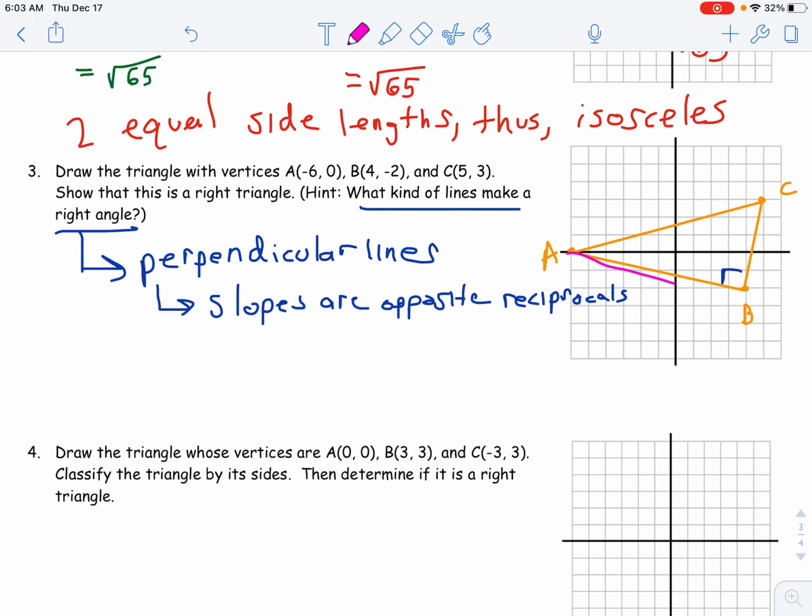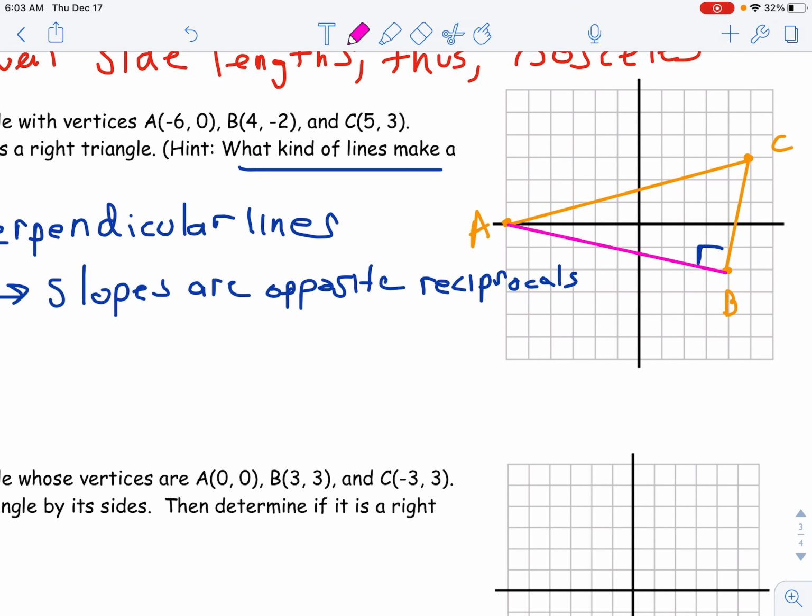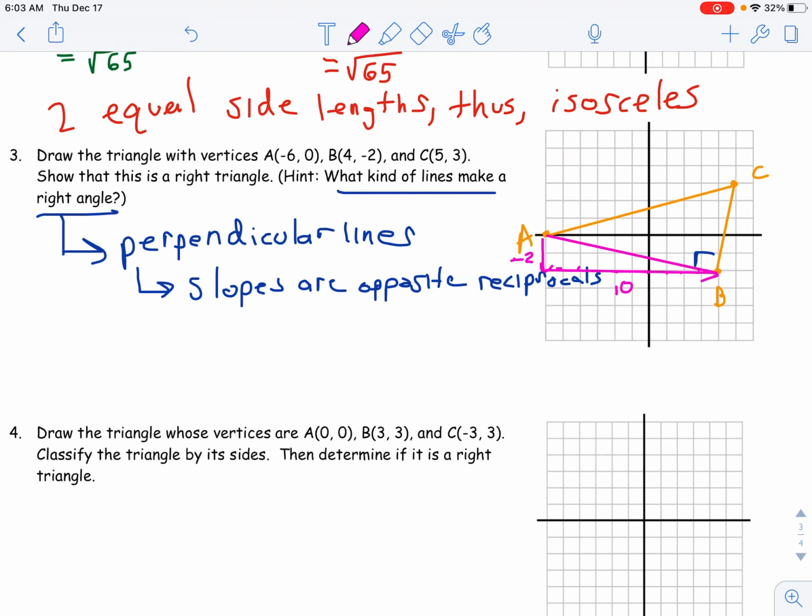All right, we need the slope of AB, and we're just going to go ahead and count. All right, remember it's rise over run, so I'm down 2 over how many? 1, 2, 3, 4, 5, 6, 7, 8, 9, 10, if I count it right. So down 2 over 10. So the slope of AB was down 2 over 10, which becomes negative 1/5.